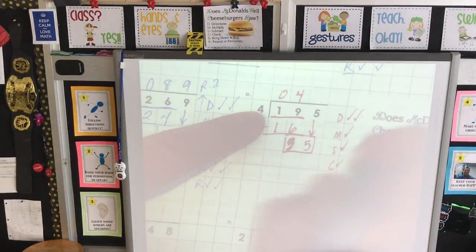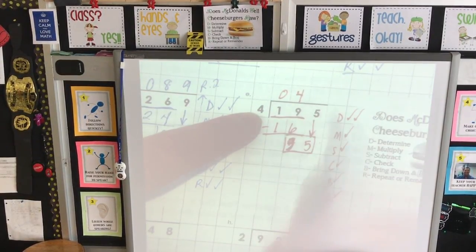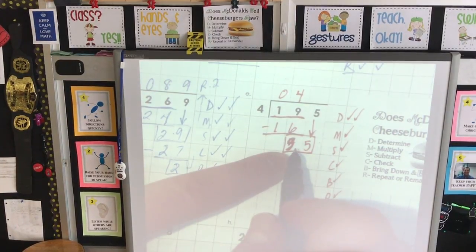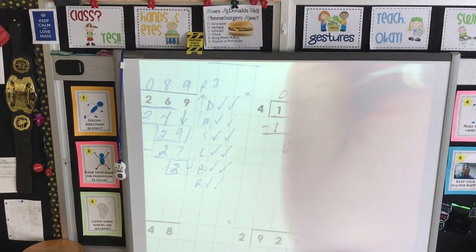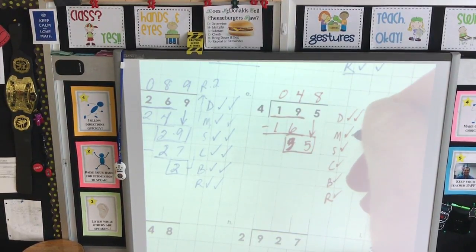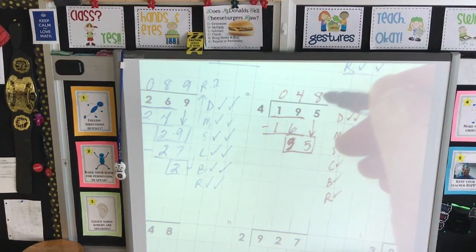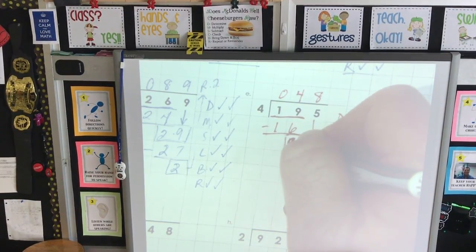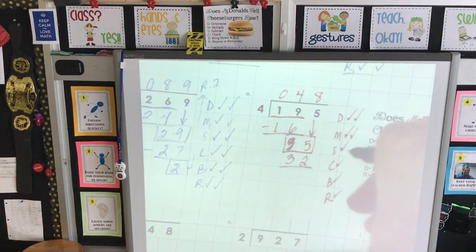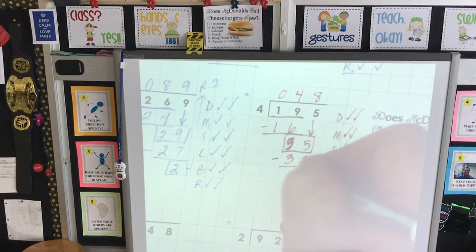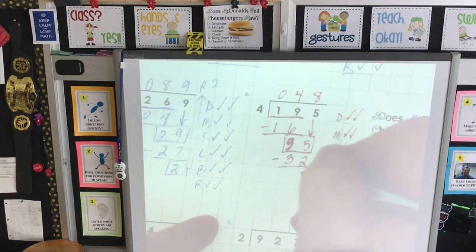All right, let's determine it again. Ready, set, go. Determine 4 times what gets you close to 35 without going over. What's your number? 4 times 9 is 36. So what does it have to be? 4 times 8. All right, ready? M, go. Multiply. 4 times 8 equals 32. Okay, ready? S, go. Subtract 35 minus 32 equals 5 minus 2 is 3.